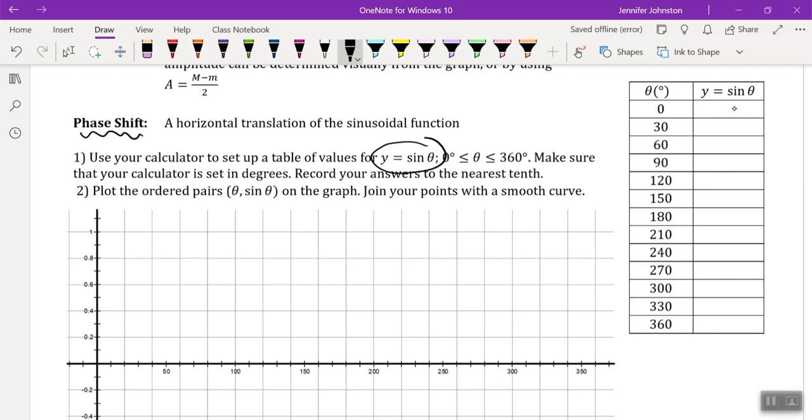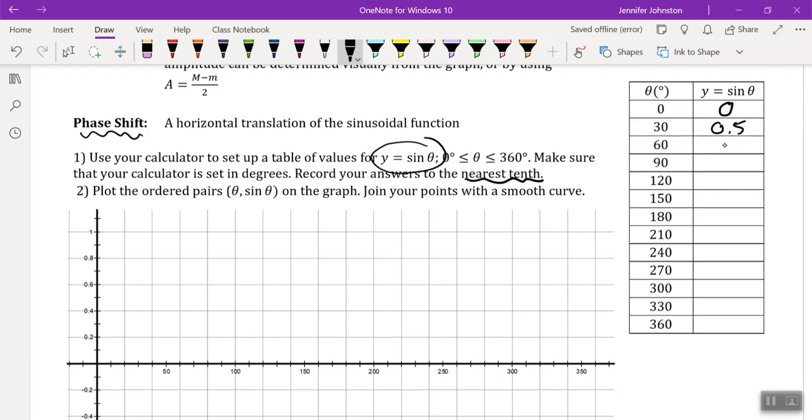Again, during these videos, you can press pause or you can rewind or fast forward at any point. All right, so sine at 0 is 0, right? Type in sine at 30. Make sure your calculator is in degrees and not in radians. And we're also writing to the nearest tenth here. Sine at 30, put it in your calculator, you get 0.5.